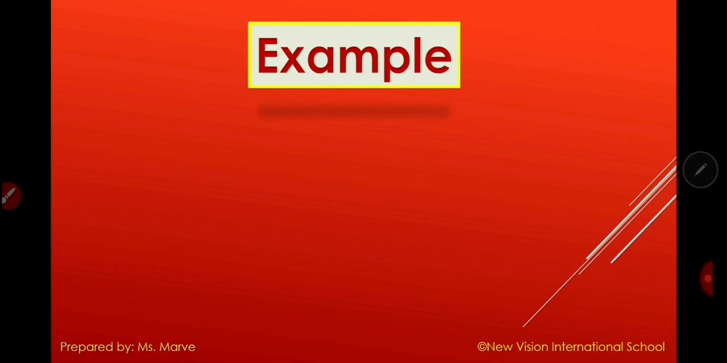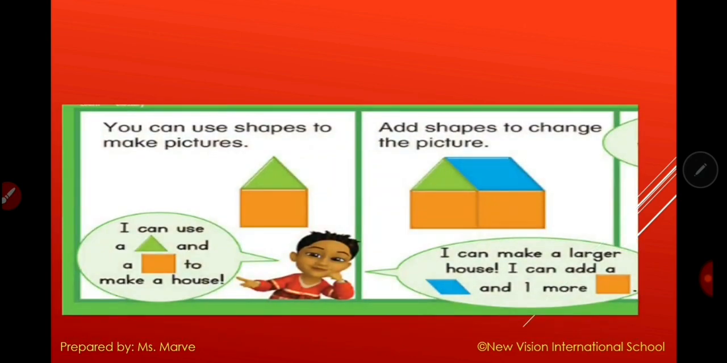Okay, excellent video, isn't it? Good. Now I'm sure that you have a clear idea of our lesson today. But still, I want to explain some examples here. Okay. In here, you can use shapes to make a picture. Look at the picture here. We have a house. You can use a triangle and a square to make a house. The house is the result of two smaller shapes.